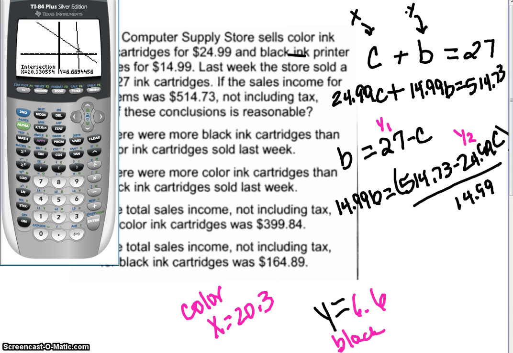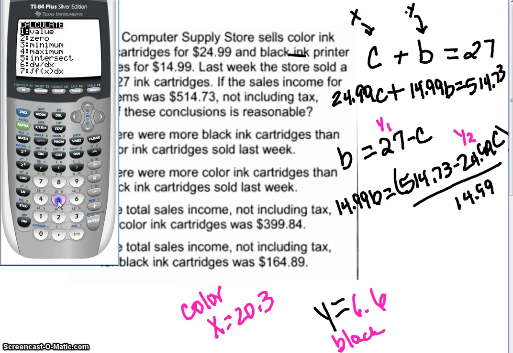And I want to look at that again for just a second because I'm not really sure those numbers make sense to me. I don't know that we would have sold more color than black, but it's possible. We have 27 minus x, and if you look at y2, what did I forget to do? After I closed parentheses, I needed to divide by 14.99. You got to look and see if things make sense.